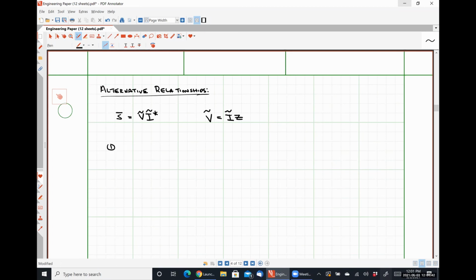So relationship number one, S is equal to V times I conjugate. Well, we could express V as I times Z, and we multiply that by I conjugate. What we get is I RMS squared, which is the result of multiplying our RMS phasor current by its complex conjugate. That gives us the magnitude squared times the impedance Z.